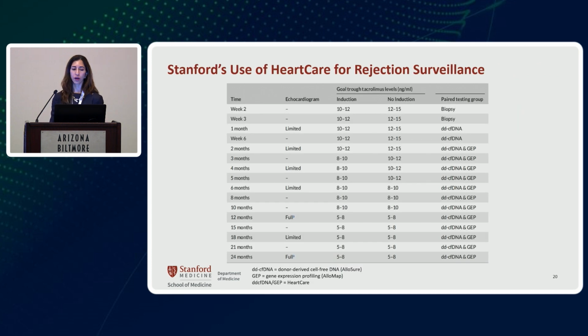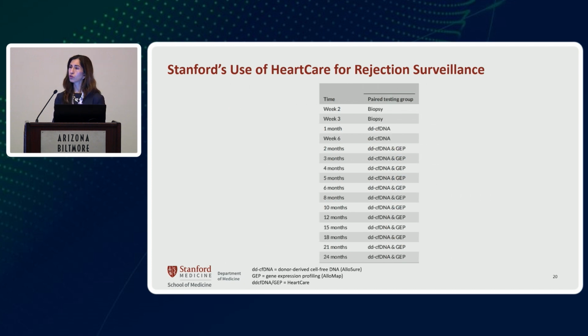And so this is really the approach that we've adopted at Stanford for our routine surveillance. And this is our protocol that applies to all of our heart transplants, regardless of whether they're high risk or low risk of rejection, sensitized or not. What we do is we do 2 surveillance biopsies within the first month after transplant. And starting at 1 month, we do donor-derived cell-free DNA testing. And starting at 2 months, we do the 2 assays together, the cell-free DNA and the gene expression assay.